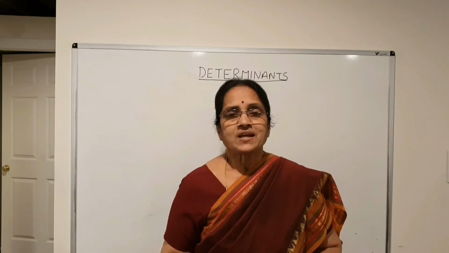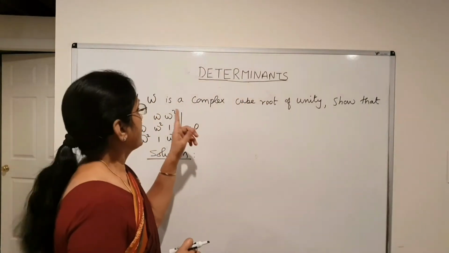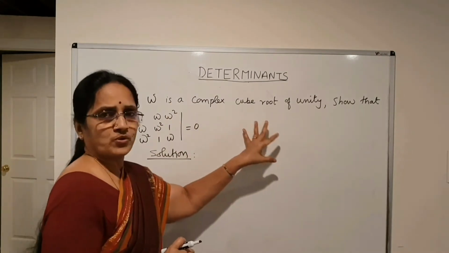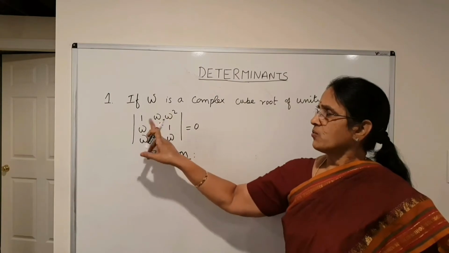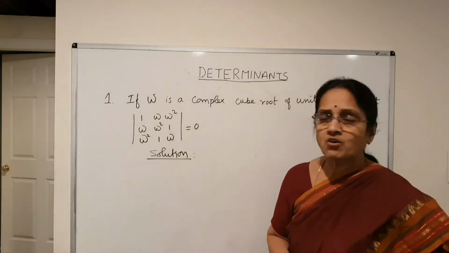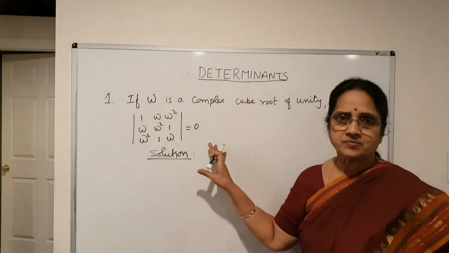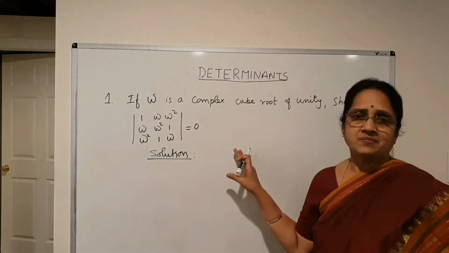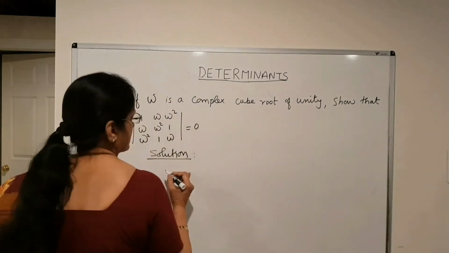Here we go. The first sum goes like this. Here you have been given omega is a complex cube root of unity and you need to show that determinant 1 omega omega square, 1 omega square 1 omega is equal to 0. This is a very easy sum to start with. Let's do it now. Solution.